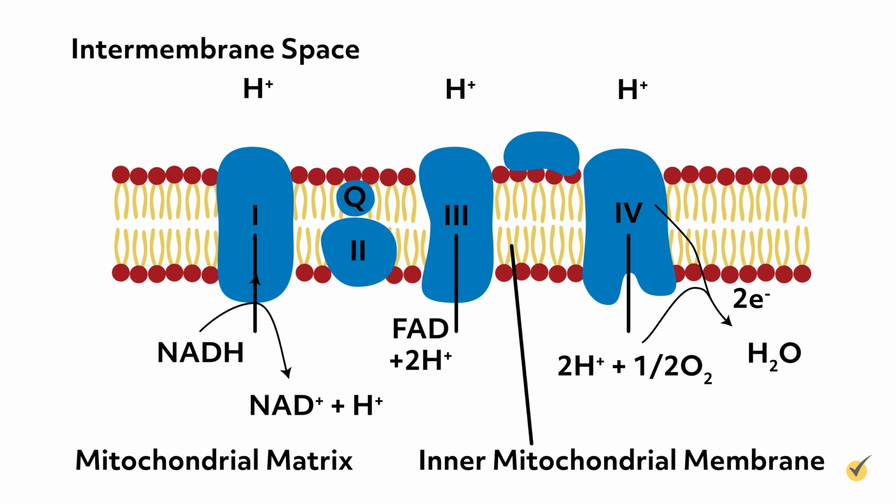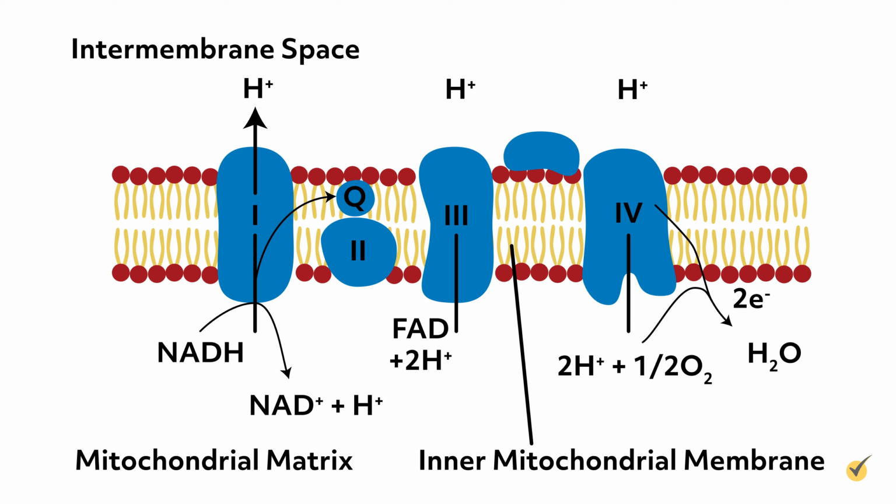The electrons flow through the complex until they reach the mobile electron carrier called ubiquinone, or Q, which is reduced to QH2. This part of the process gives us enough energy to pump protons from the matrix into the intermembrane space to start building up our proton gradient.